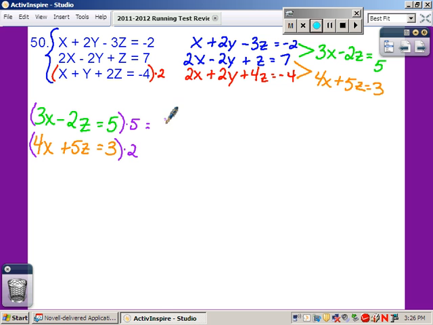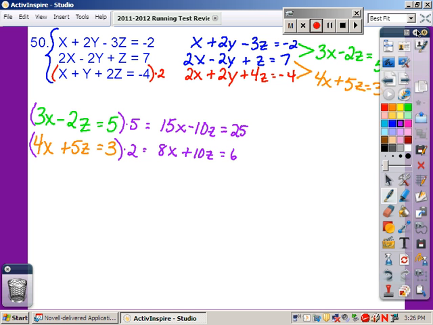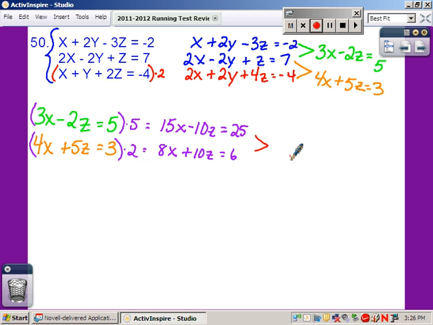So this one's going to be 15x, negative 10z, and 25. And this one is going to be 8x, 10z, and 6. See, now I have something that I can push together and get it to cancel. So I'm going to do that step finally. Right here, put them together.